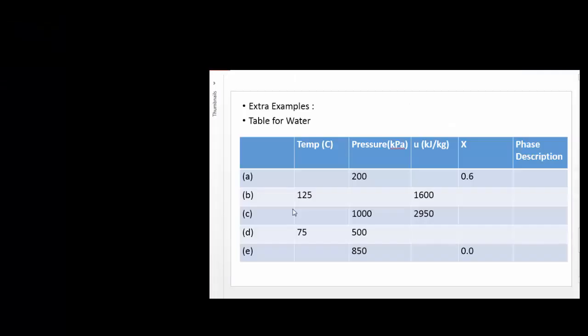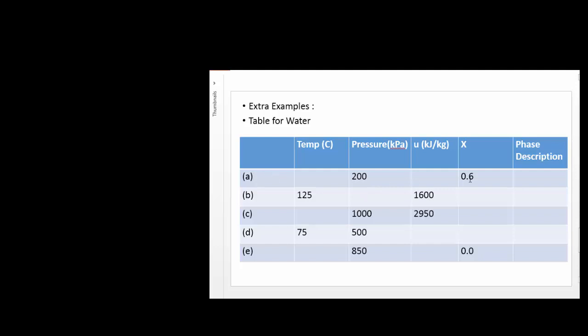Now here are some extra examples for you. I'm going to show you the quick way to do this. So these are the tables, and there are 5 questions here, and each question is given 2 intensive properties for you to fill in another blank.